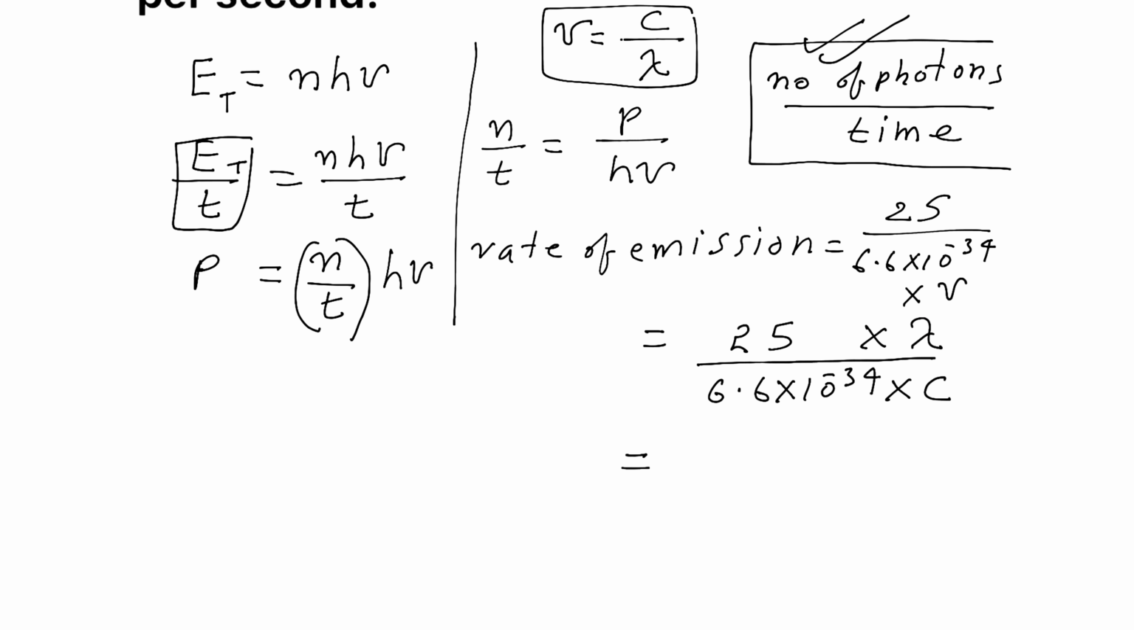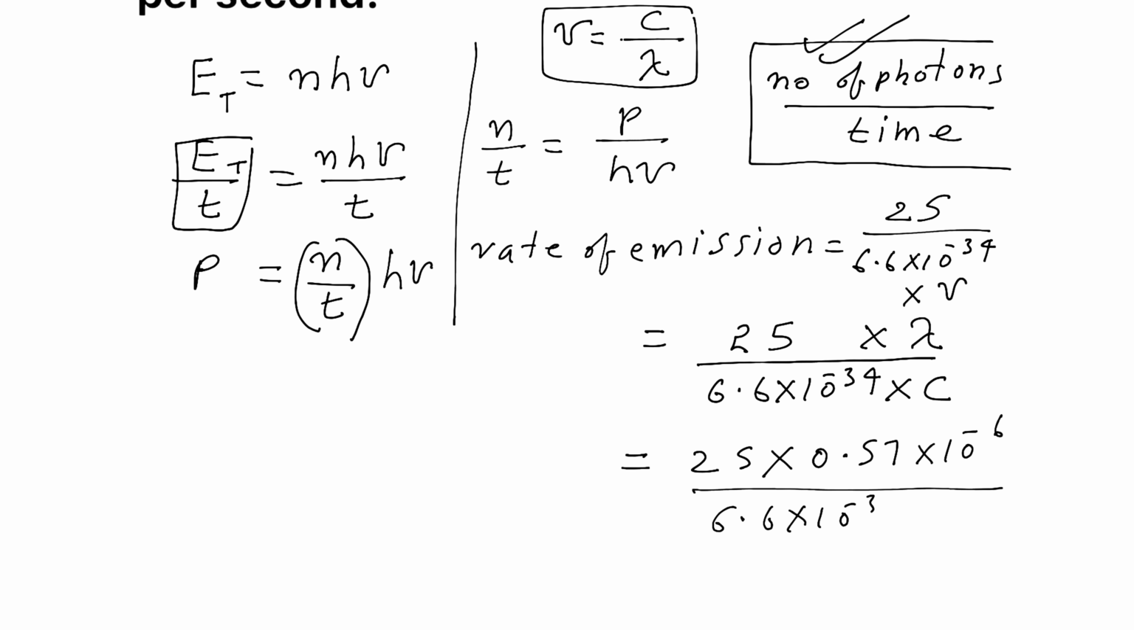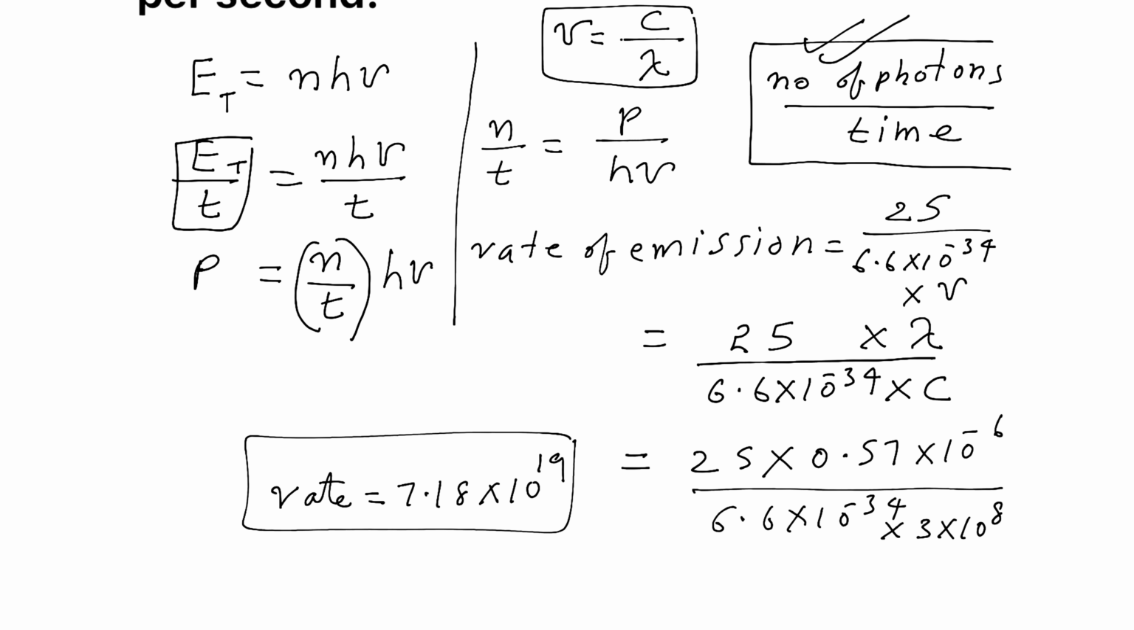Now substitute 25 into lambda, which is given in the question: 0.57 micrometer. Micro means 10 raised to minus 6, by 6.6 into 10 raised to minus 34 into c, 3 into 10 raised to 8. On calculating, you will be getting a rate of emission as 7.18 into 10 raised to 19. So that's it. Check it. It's a good question. You can expect this question.